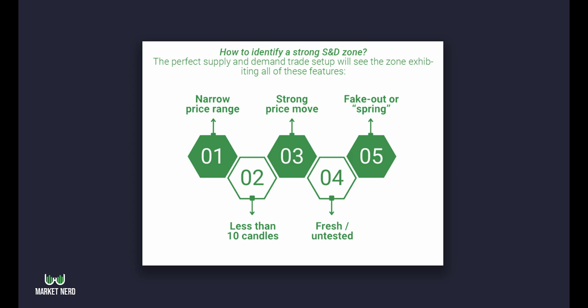Number 4, fake out or spring. This is when the price temporarily breaks out in the opposite direction but then quickly reverses. This is a sign that big players use stop hunting to find extra liquidity for their accumulation or distribution.